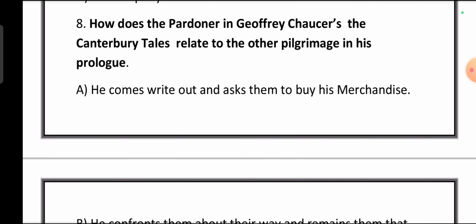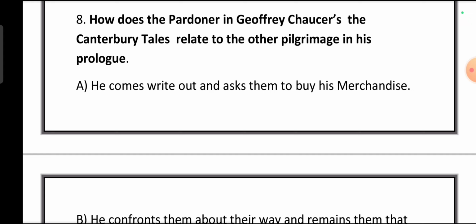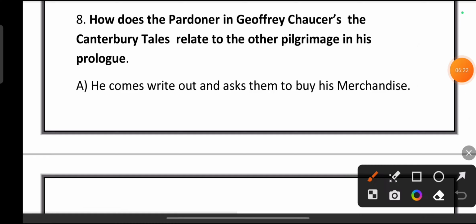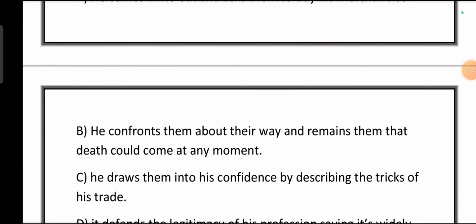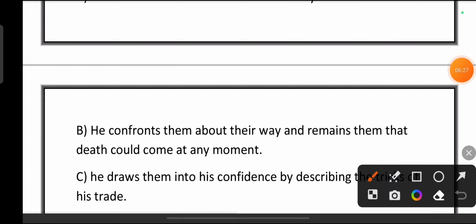And question number 8, how does the pattern of Geoffrey Chaucer's The Canterbury Tales relate to the other pilgrimage in the prologue? The right answer will be B, option number B.